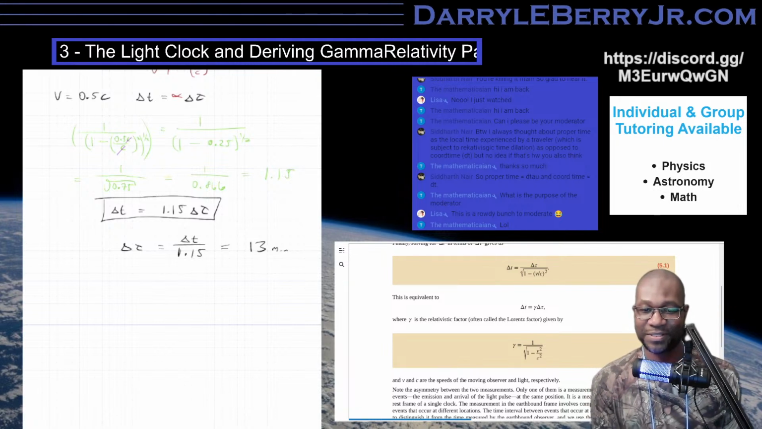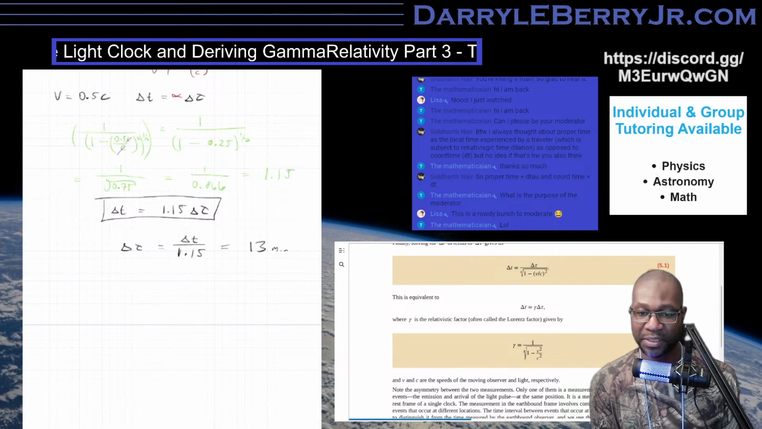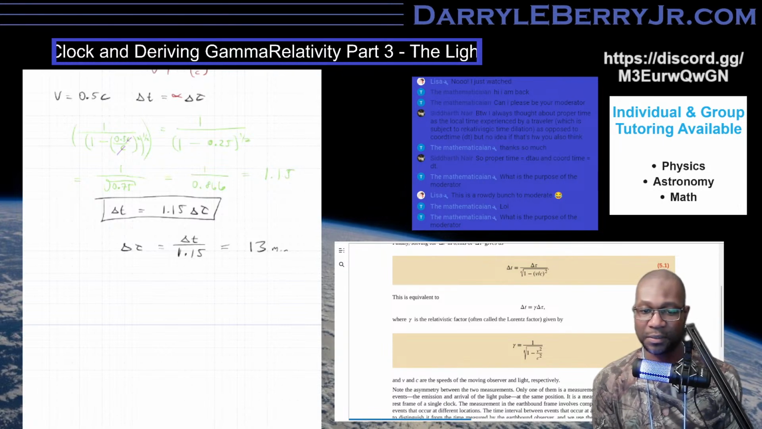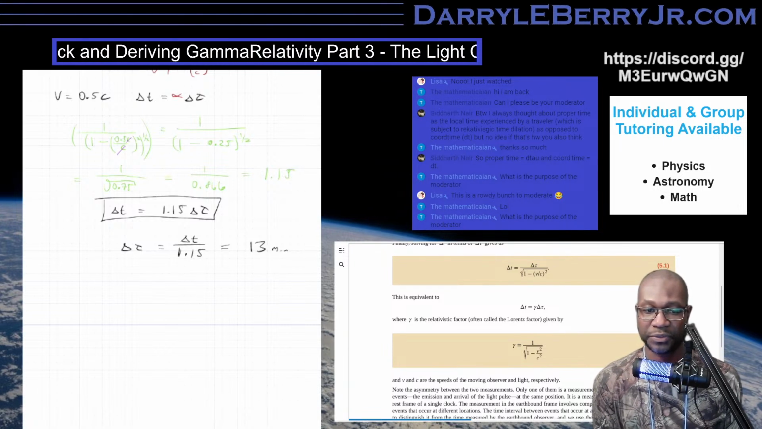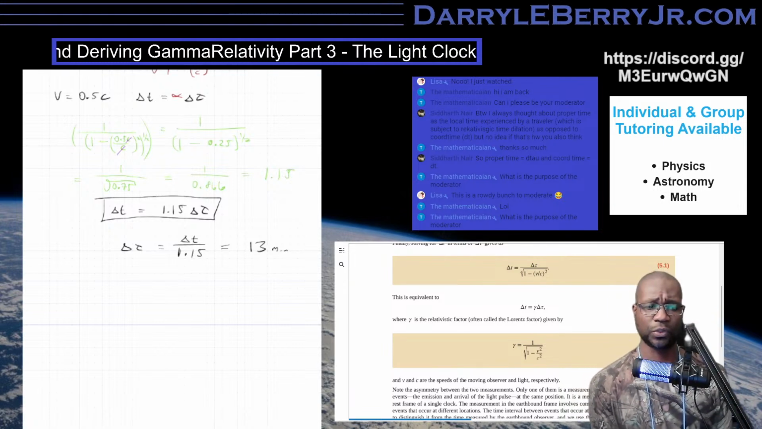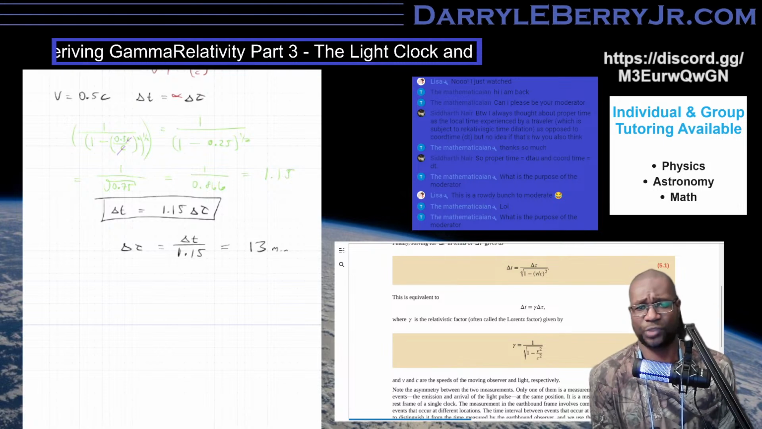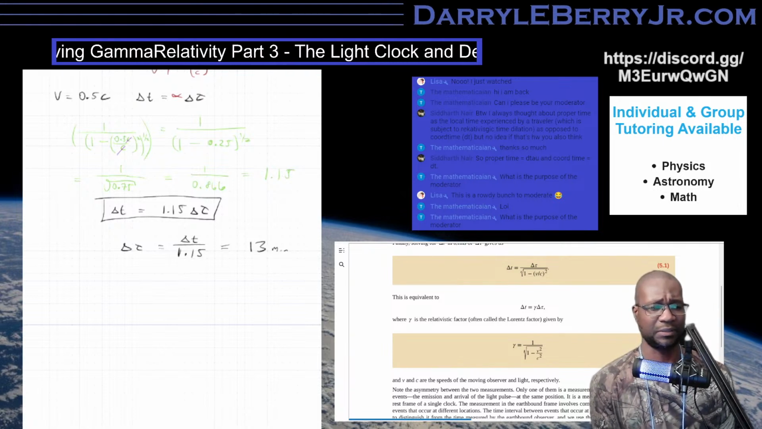Oh, and Siddharth says, by the way, I always thought about proper time as the local time experienced by a traveler, which is subject to relativistic time dilation, as opposed to coordinate time. Well, this is just the official way. In the end, it's all just terminology, right? It's just terminology.